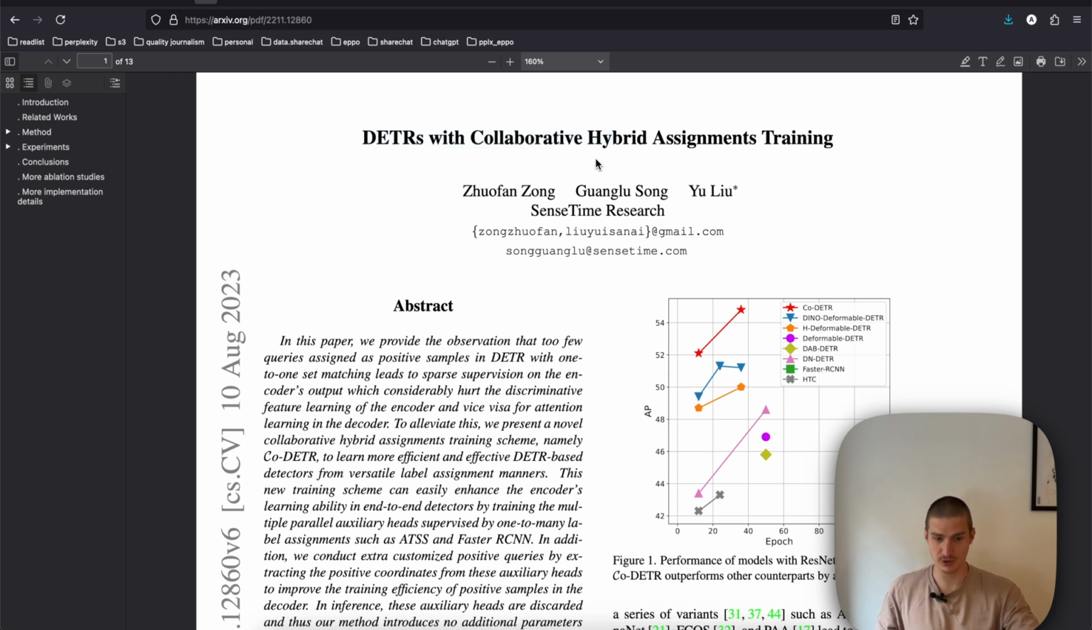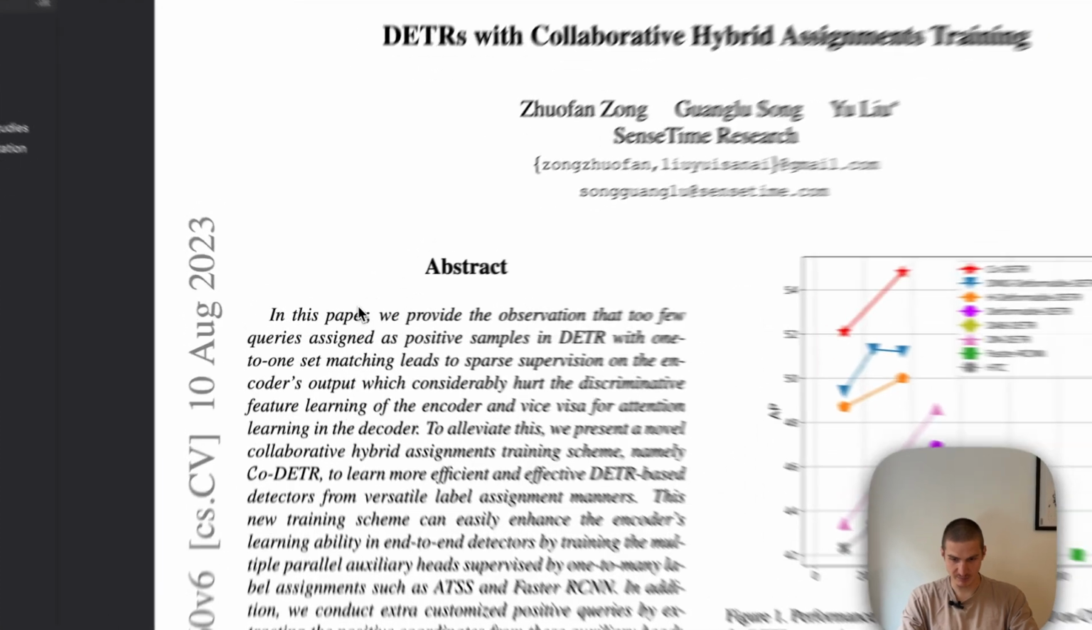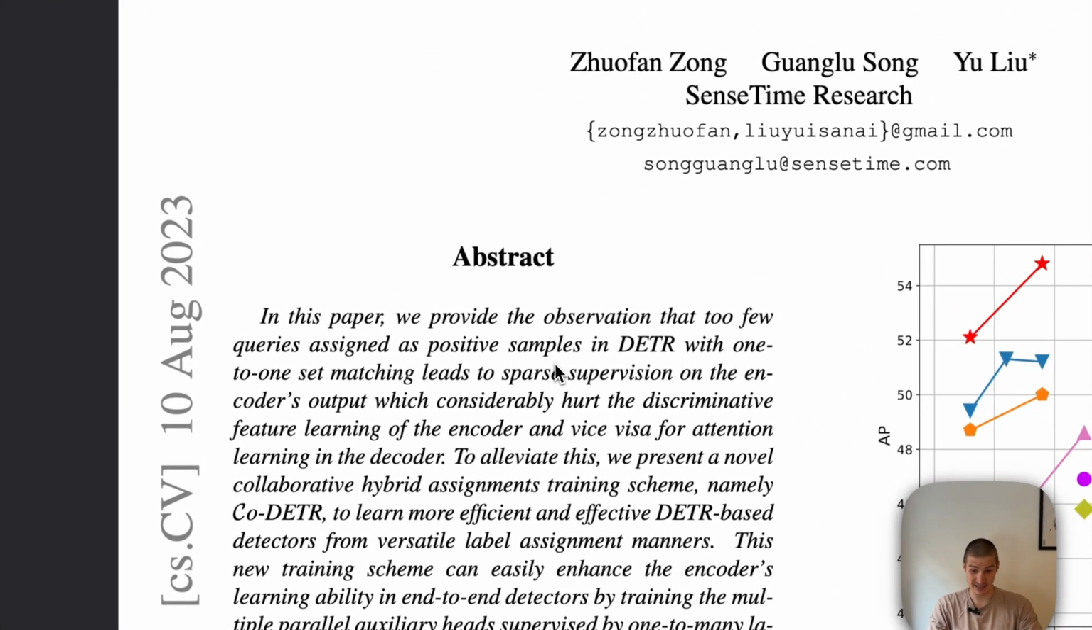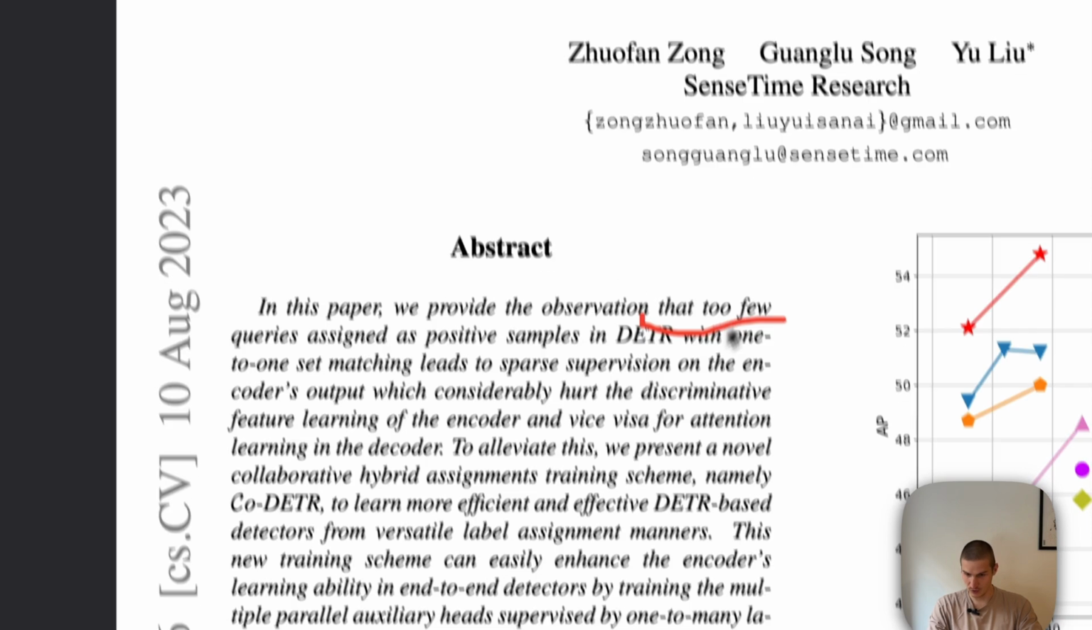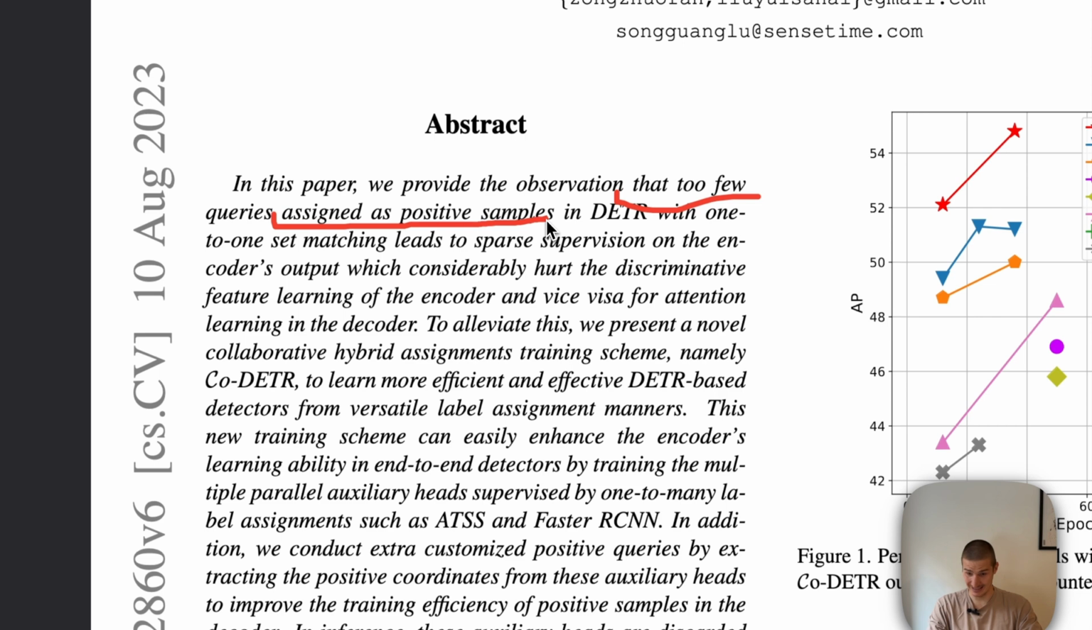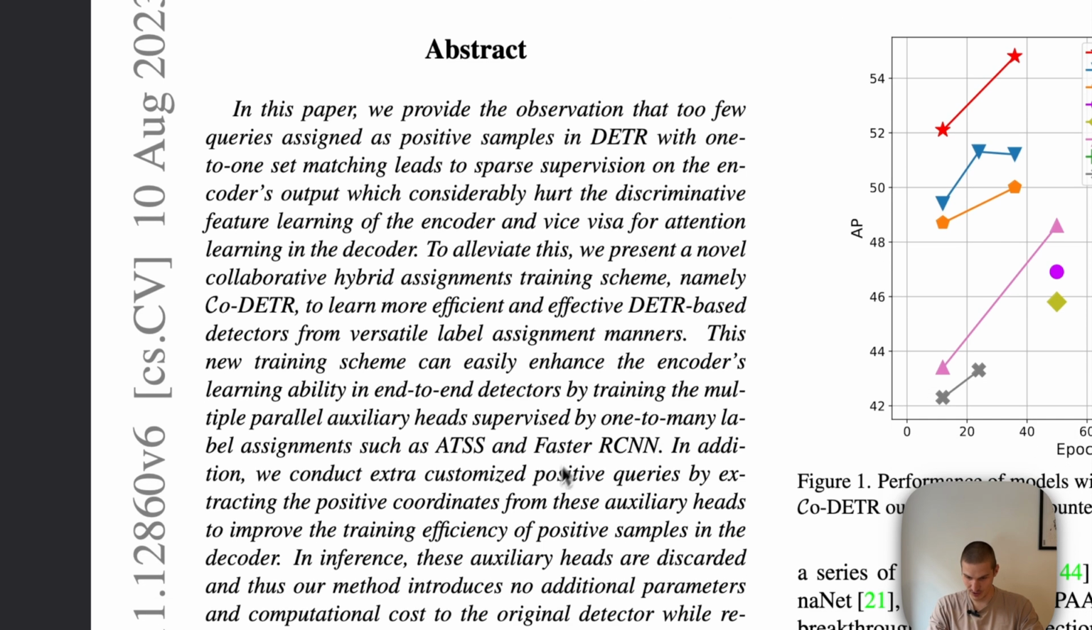Before we start, I'm going to have a quick look at the abstract of the actual paper for CoDETR. I'm going to leave the link to this one in the description. In the paper, they talk about the problems with DETR training. They say that too few queries assigned as positive samples in DETR one-to-one set matching leads to sparse supervision. Then they propose to use models such as ATSS and Faster RCNN, which are these old school convolutional neural networks for working with images for object detection. They use them at training time to provide this extra supervision signal to parts of the model, to the encoder and to the decoder. And that improves the training and makes the overall model better.